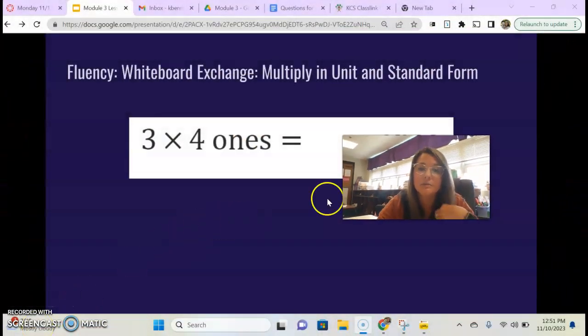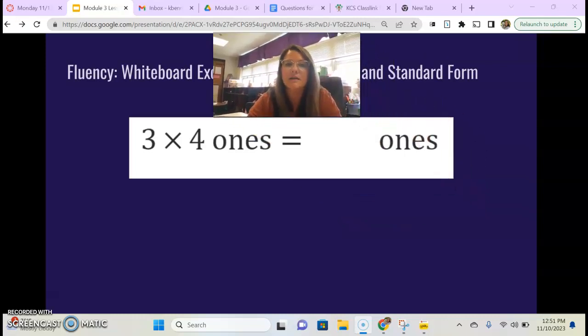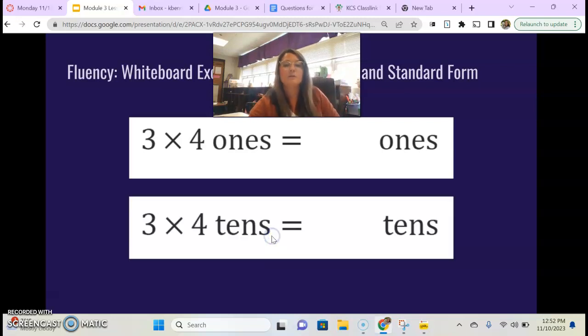All right, so we're going to go ahead and get started. Friday, we focused on division, and today we're going to focus on multiplication, multiplying multiples of tens, hundreds, and thousands. We're going to get started with a quick warm-up with multiplying ones and tens. If I were to ask you what 3 times 4 ones were, what would you say? Well, I hope that you said 12. So 3 times 4 ones equals 12.